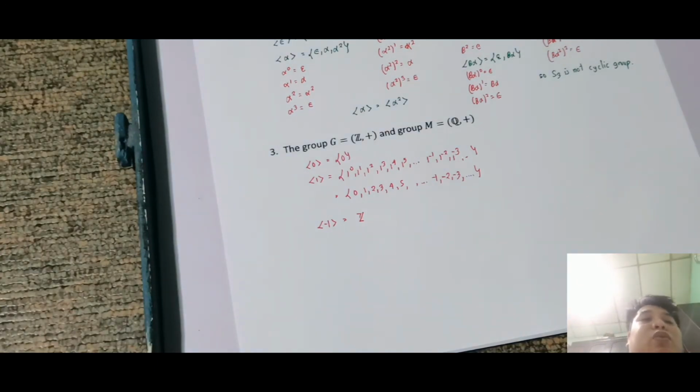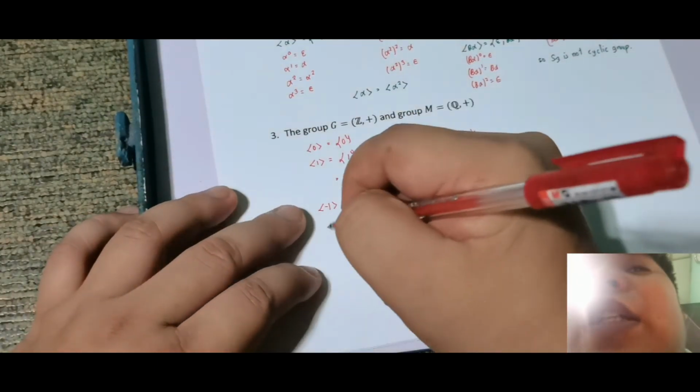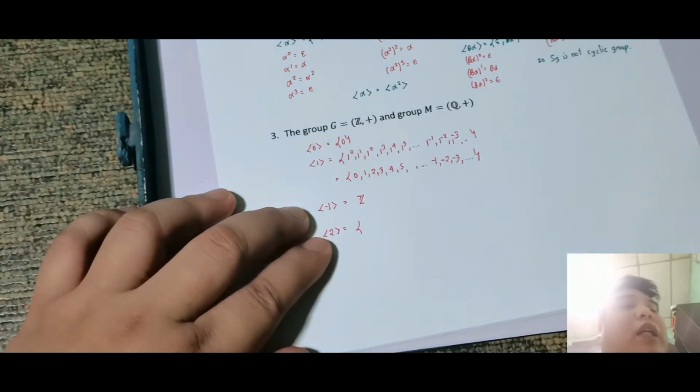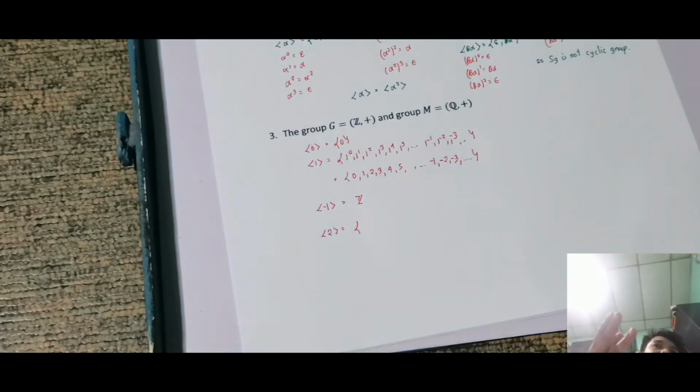Pag kinuha mo naman si 2, ano naman laman ng cyclic subgroup generated by 2? The cyclic subgroup generated by 2 is syempre mga multiple of 2 lang yan. Sir, paano mo nasabi? Kasi 2 raised sa 0, 0. 2 raised sa 1, 2. 2 raised sa 2, 4. 2 raised sa 3, 6. 2 raised sa 4, 8.